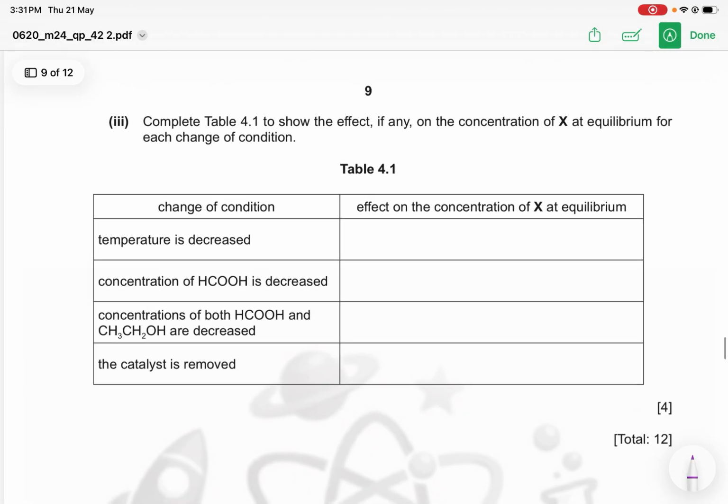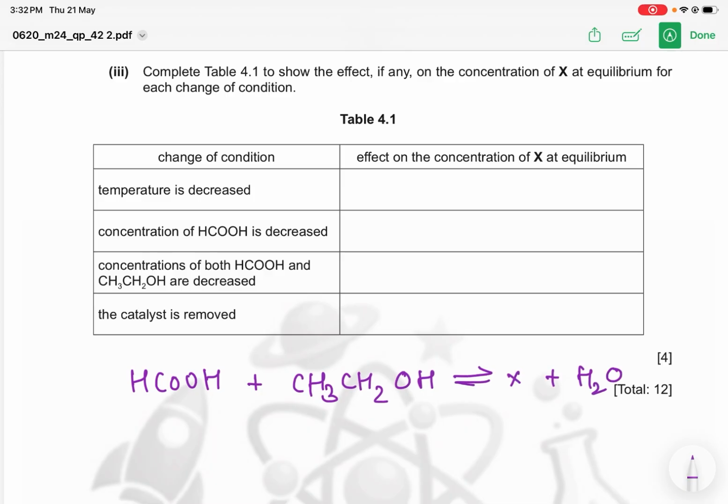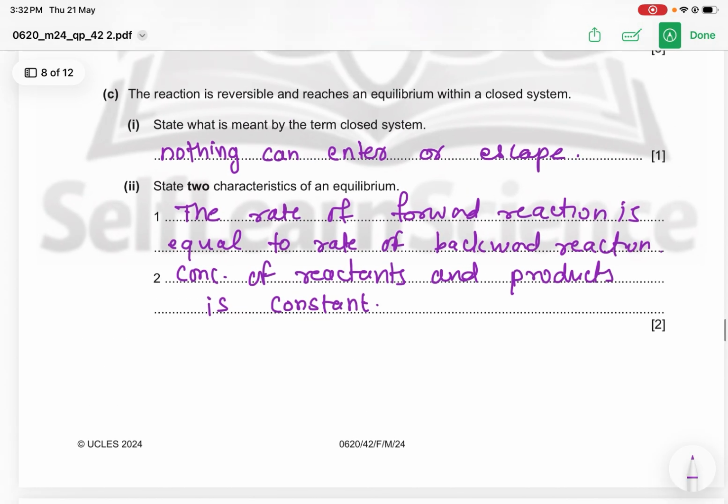Next, complete the table to show the effect, if any, on the concentration of X at equilibrium for each change of the condition. So I'll write the equation here, which was HCOOH plus CH3CH2OH to give us X plus H2O. Now we have to pay attention to the concentration of X. First, if the temperature is decreased, we have to know whether the forward reaction is exothermic or endothermic. For that, let us check the reaction.